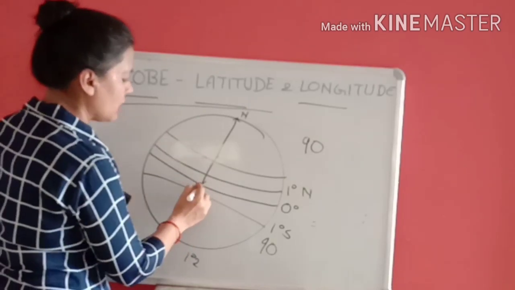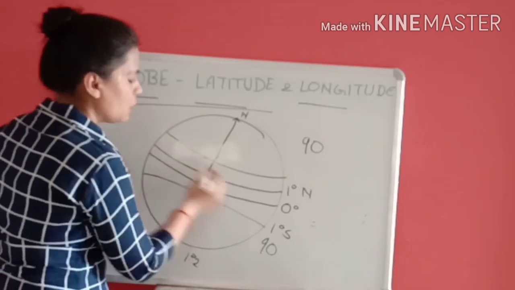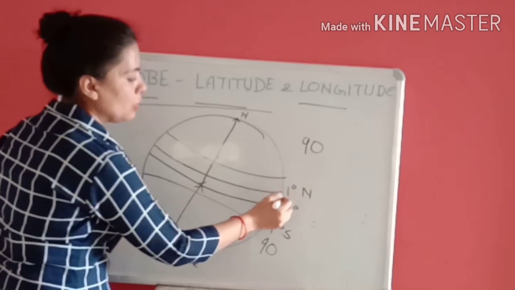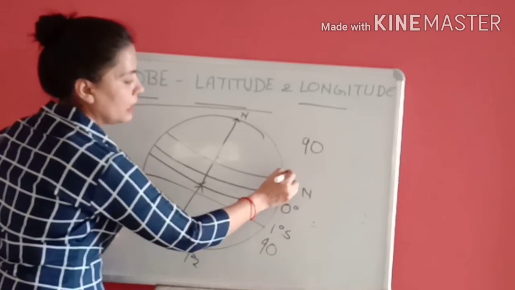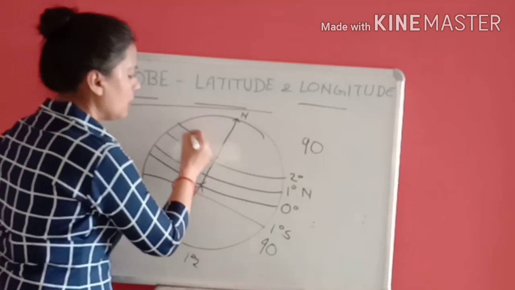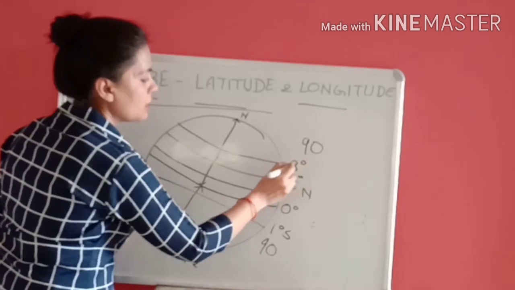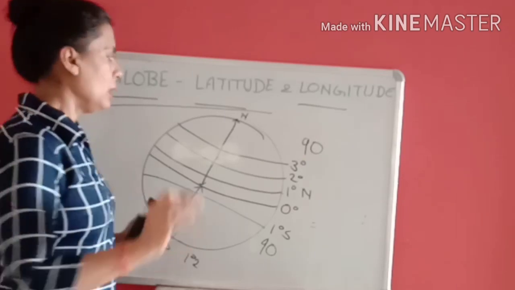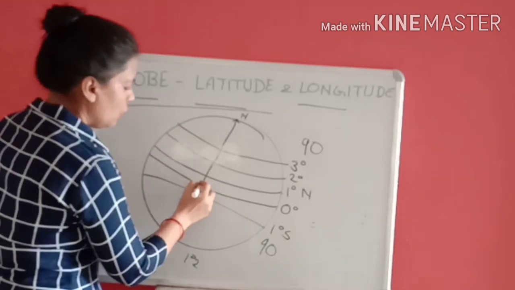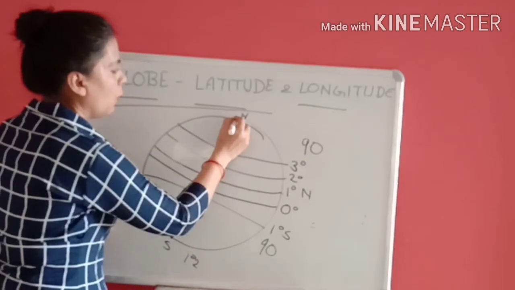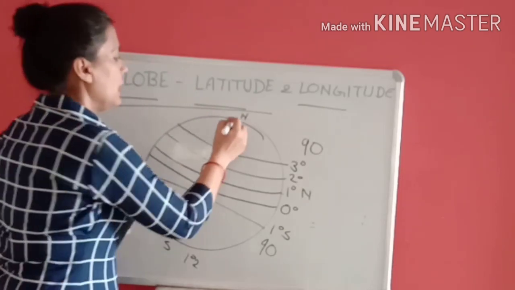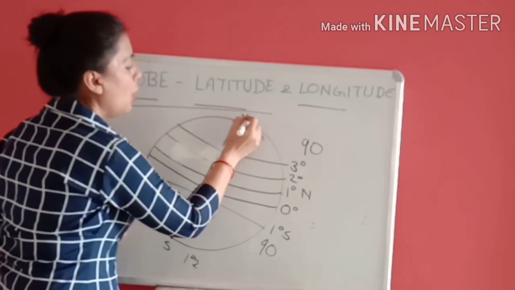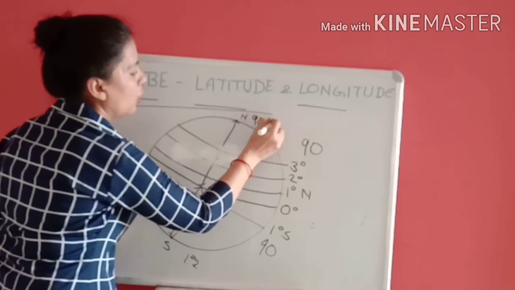So the largest latitude is 0 degree. Then comes 1 degree latitude. 1 degree latitude is smaller than 0 degree but bigger than 2 degree latitude. Then comes 3 degree. 3 degree is smaller than 2 degree and 1 degree but bigger than 4 degree, and so on. So when you start from the equator towards the pole, getting smaller and smaller, it becomes a point on the pole, that is 90 degree north.